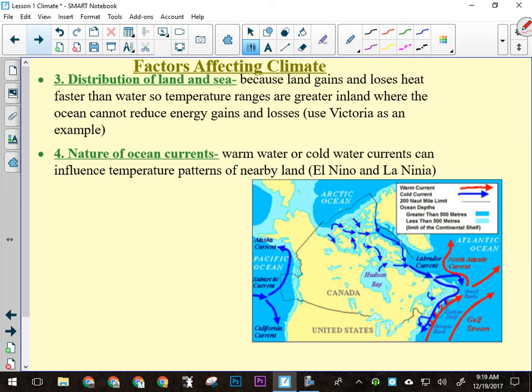Whereas if you're in Florida on the panhandle, you've got this nice Gulf Stream coming up out of the Gulf of Mexico. That's warm water, and that makes your climate quite a bit different.